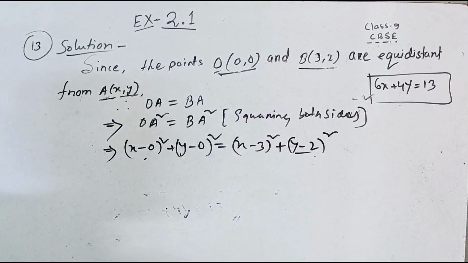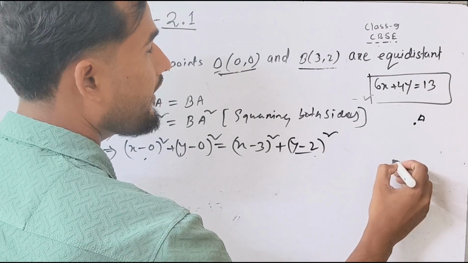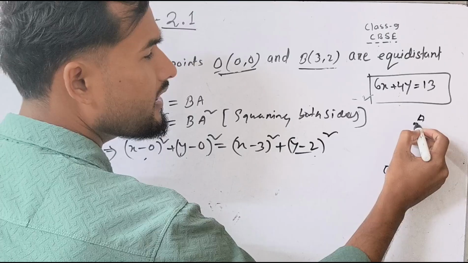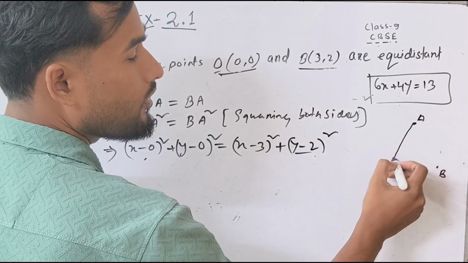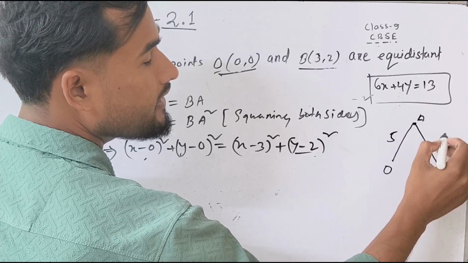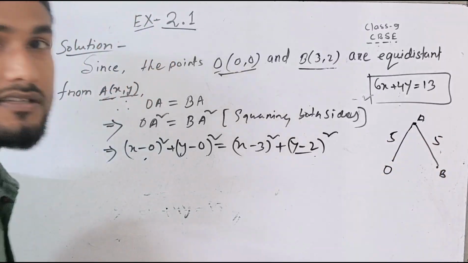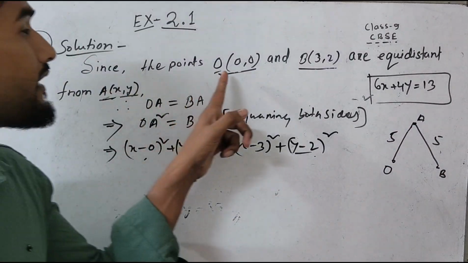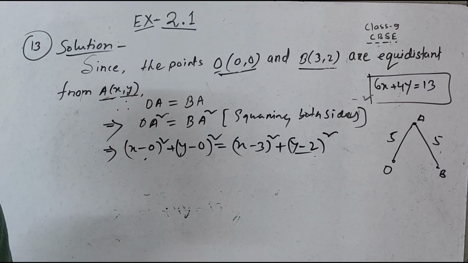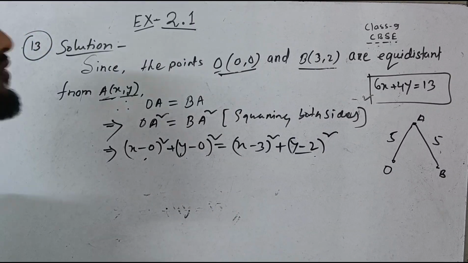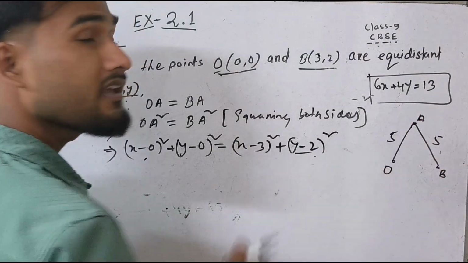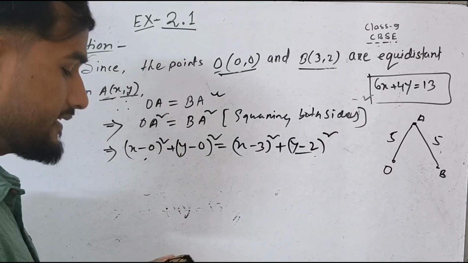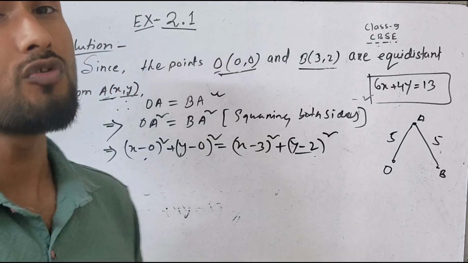Suppose point A is here and O is here and B is here. Then equidistance from A means, suppose OA equal to 5 cm and AB equal to 5 cm. It's equal distance. That's why it's called equidistance. Now since the points O(0,0) and B(3,2) are equidistant from A(x,y), we can write OA equal to AB, or BA.